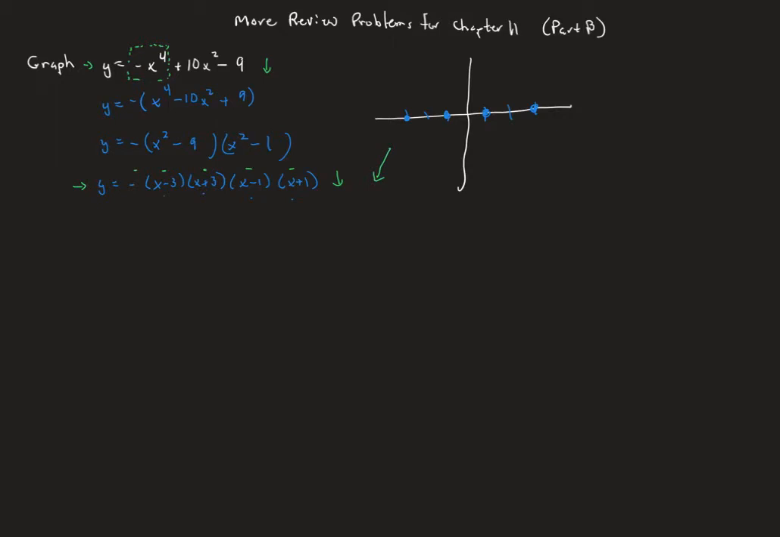All of these zeros are to the first power, so it's going to be a cross, cross, cross, cross, and we get something that kind of looks like a big M.